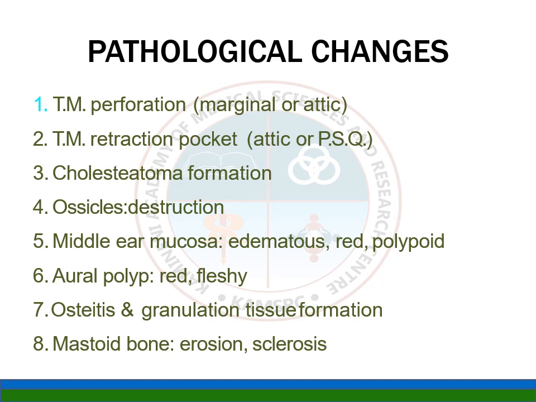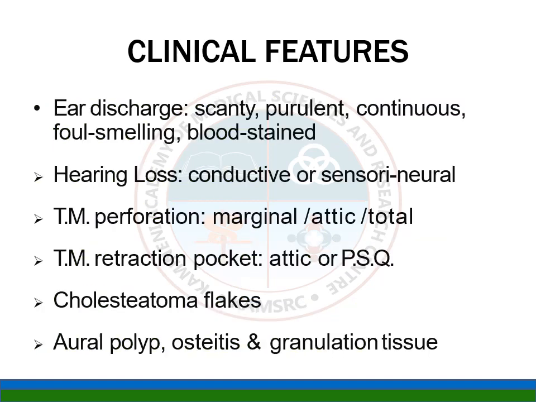The polyp is also red and fleshy. Osteitis and granulation tissue formation is a hallmark of the disease. Because of the osteitis, there is necrosis of the bone. That's why you will have a fishy odor in the ear canal, a rotten fish smell. Very bad smell, foul smelling, offensive smell. And you can see mastoid bone erosions and sclerosis of the mastoid bone. These are all pathological changes you should note in the exam.